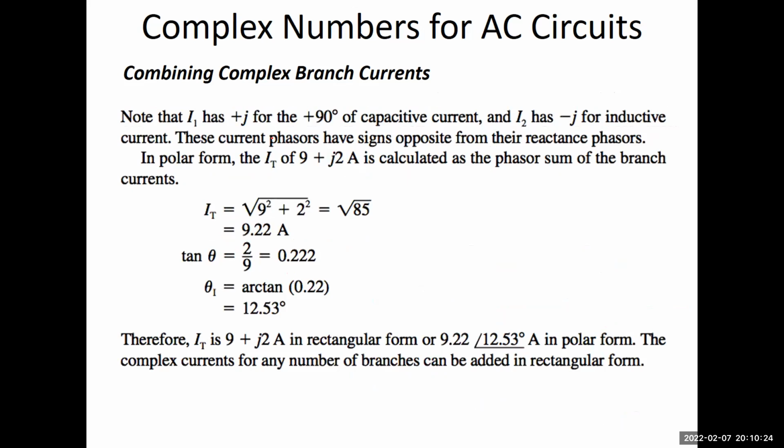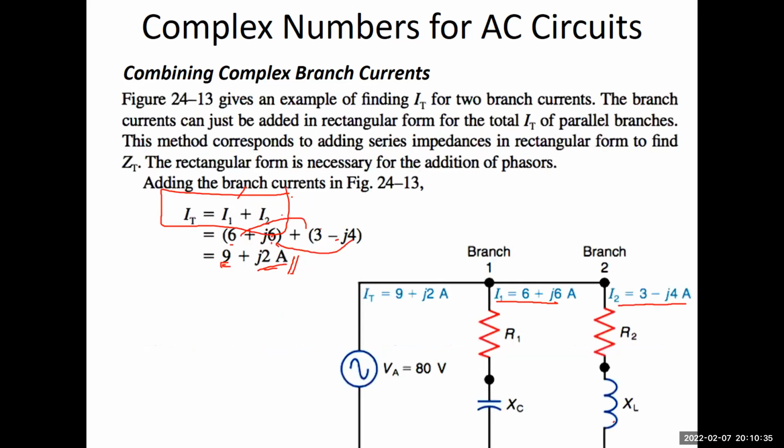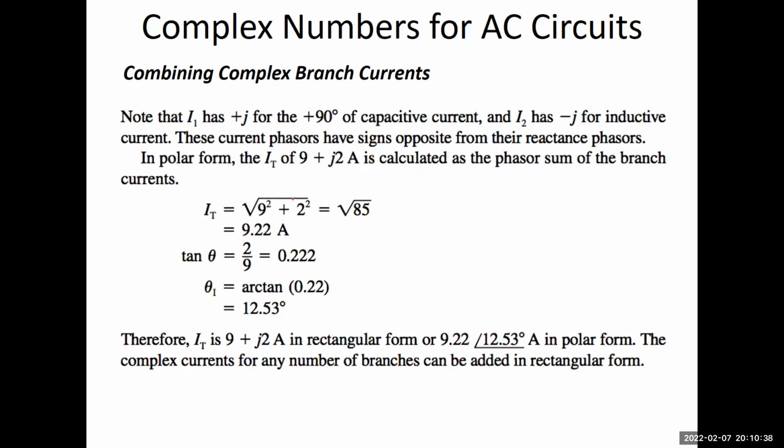Okay, and then this is now the equivalent of our current in polar form. So converting the current, which is 9 plus J2, okay, the total current of 9 plus J2, we could now convert that in polar form. So it will now give us 9.22 of magnitude and the phase angle of 12.53 degrees. Okay. So kahit naman dito sa ating rectangular form, it is 9 plus J2 amperes. Okay? Is it clear?